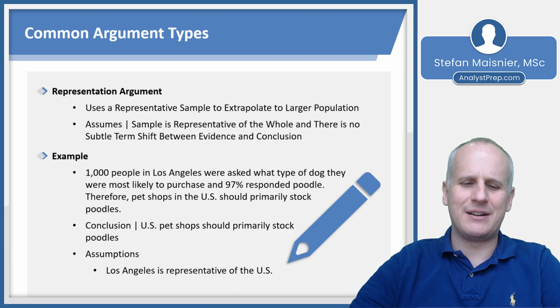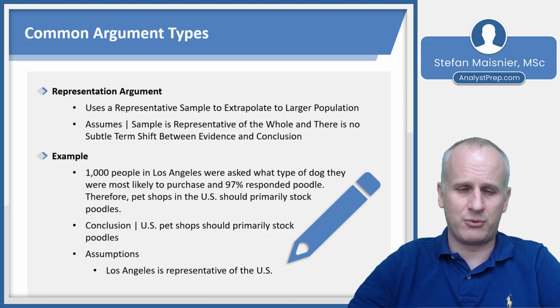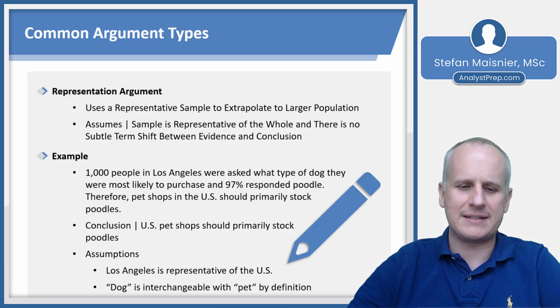And the assumption here, first, is that Los Angeles is representative of the United States. And you probably identified that one pretty quickly. You're like, I can't extrapolate from Los Angeles to the entire country. That doesn't seem reasonable. But there's also a very subtle term shift here because the survey asks about dogs, but then the conclusion concerns itself with all pets.